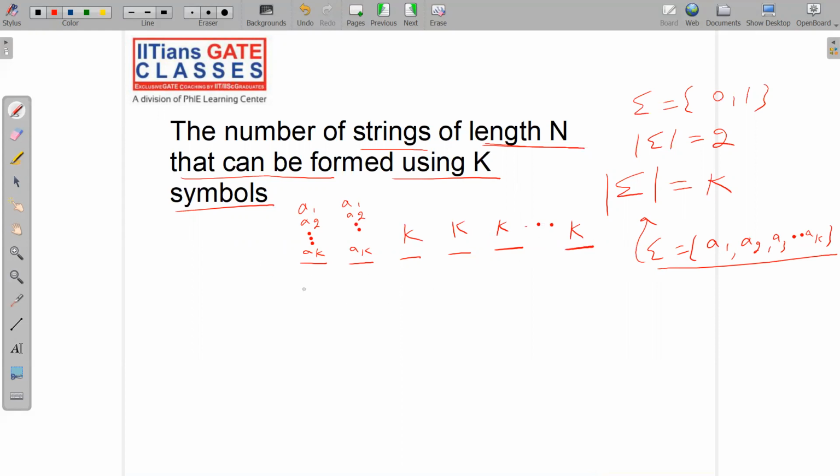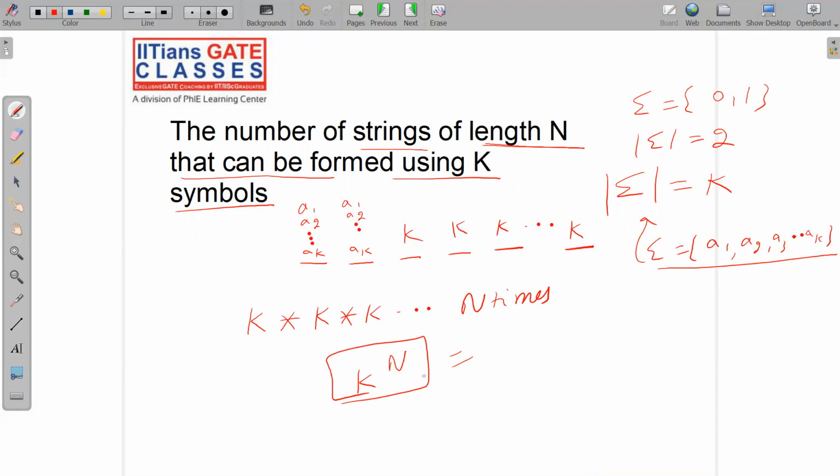So what will the final answer be? k multiplied by k multiplied by k, up to n times. So the answer will be k power n. I hope I have made this point clear to all of you. The answer should be k power n.